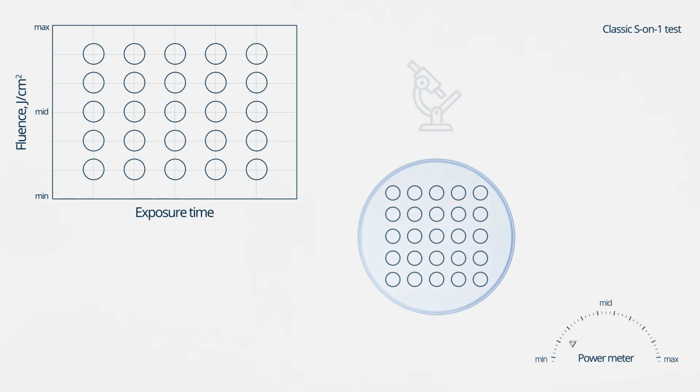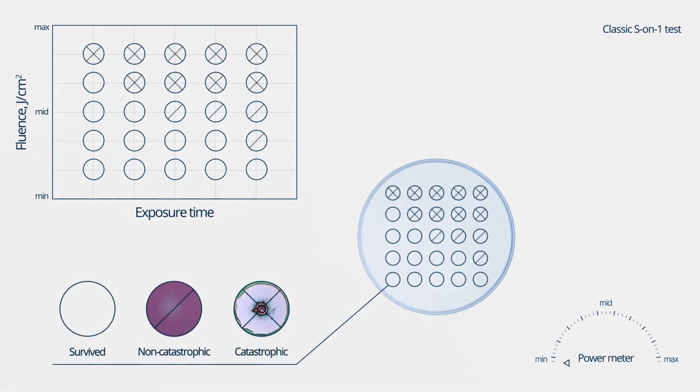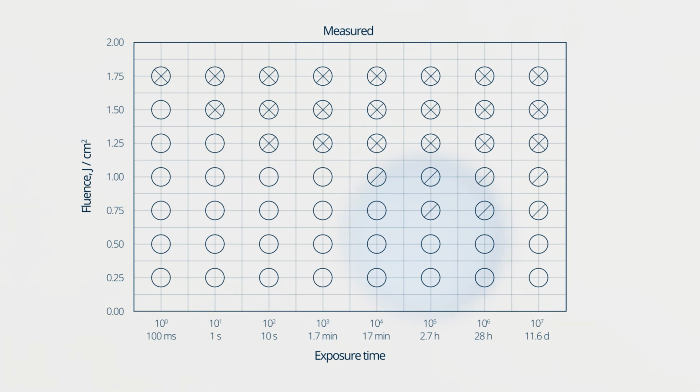After the exposure, the sample is inspected under the microscope, and the status of survived, non-catastrophic or catastrophic damage is confirmed for each tested site. During the real test, hundreds of test sites are exposed.